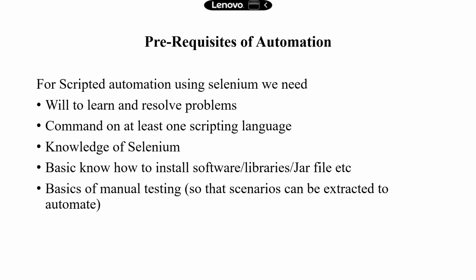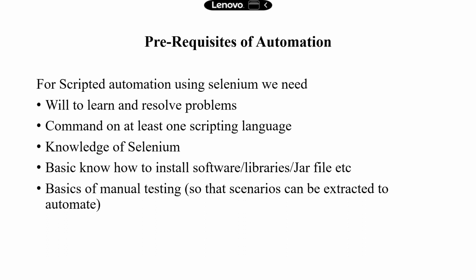Then you should have command of at least one programming language, and for this training, I would say you should have command of Java. That is included in our course outline, and I will be teaching you that as well. Then knowledge of Selenium, which is definitely part of this training. And then you should have some know-how to install software. If you don't know how to install software and libraries, including jar files, you are basically not good at using these machines. So you should have a little know-how of these things.